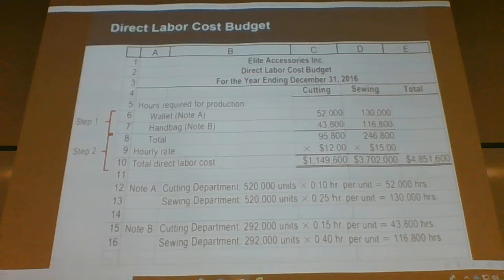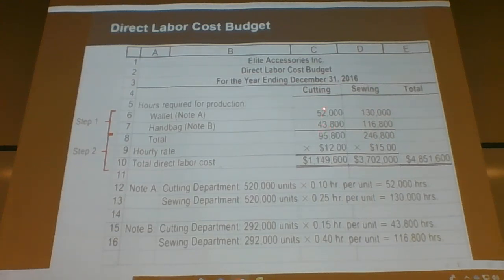So this is actually starting to get a little bit complicated. All right. So notice we're no longer talking about units. We're talking about hours required for production. This is the direct labor cost budget. So when we look at the total hours required, even though the handbag takes more time, we're making a lot fewer of those. So we have 52,000 hours for the wallet in the cutting department and 43,800 for the handbag.